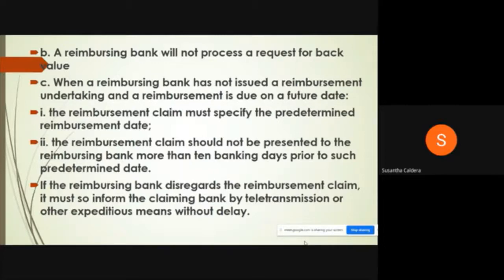The reimbursement claim should not be presented to the reimbursing bank more than 10 banking days prior to such predetermined date. If the reimbursing bank disregards the reimbursement claim, it must so inform the claiming bank by teletransmission or other expeditious means without delay. Right? Again, the paragraph is Article 12.